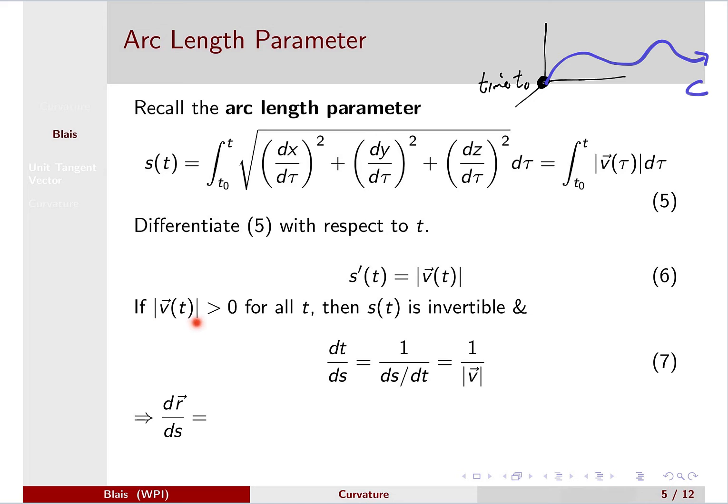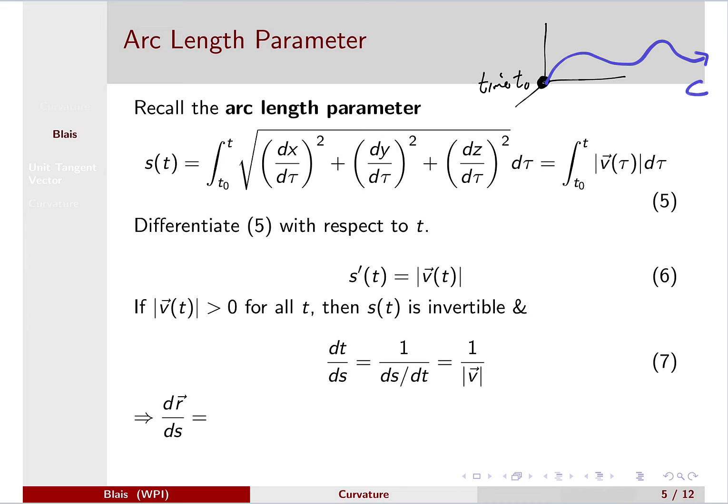If we assume that the magnitude of v of t is non-zero for all t, and the idea there is your particle never stops, then that means this arc length parameter, s of t, is strictly increasing, which means it's invertible. And so we can think of t as a function of s. And when we do that, we can think of the derivative dt ds, which will be 1 over ds dt, or 1 over the magnitude of v.